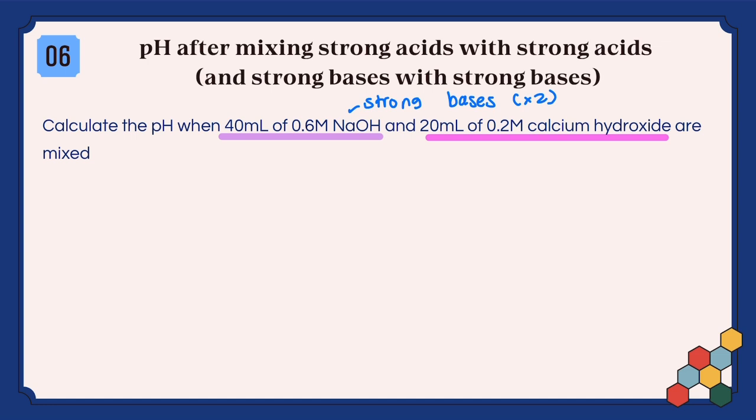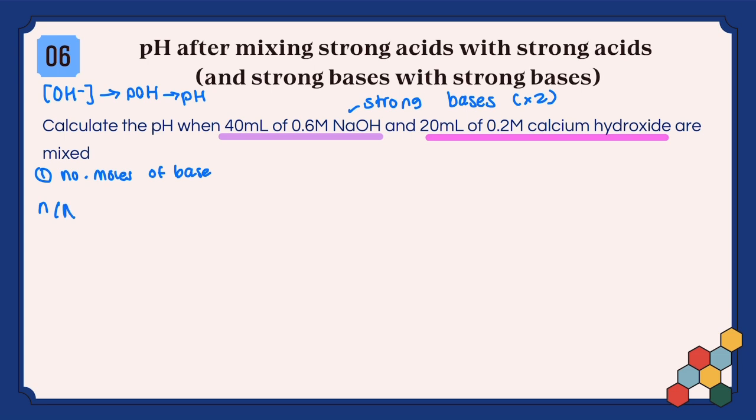So remember, when we are looking at pH and we have bases involved, we need to use this relationship over here. The hydroxide concentration will tell us the pOH, and the pOH will tell us the pH. Okay, so ultimately we are trying to work out the hydroxide ion concentration in order to be able to work out the pH. So remember, the first step you're going to do is work out the number of moles of each base.